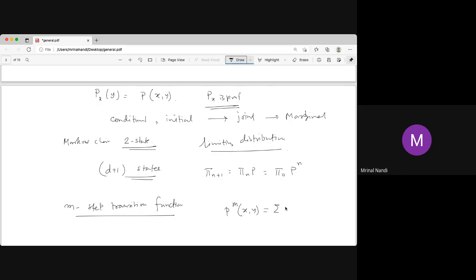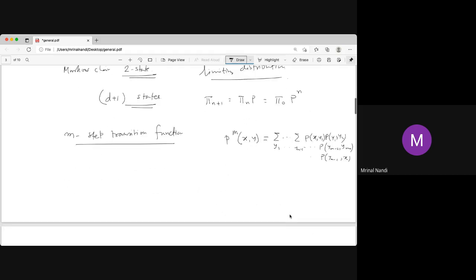And that is actually the sum over all the intermediate steps: x to y1, then y1 to y2, and so on, then y(m minus 2) to y(m minus 1), and then the last step y(m minus 1) to y. We should take the sum over all y1, y2, up to y(m minus 1). There are m minus 1 sums. If it is a one step transition function, there is no summation. If it is two step, there is only one summation.